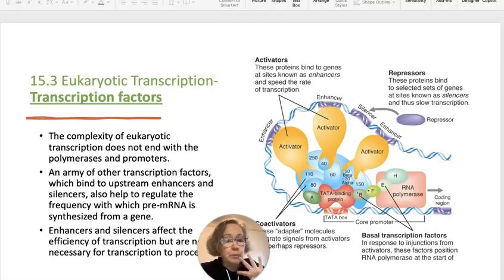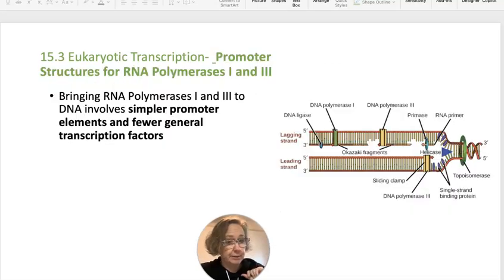So there is just so many things going on with the transcription factors. I don't want you to be bogged down with the names of the transcription factors. Just know there's a bunch of transcription factors. They slow things down, they speed things up, they stop things, they start things. All of these are transcription factors, okay? A lot going on. Okay.